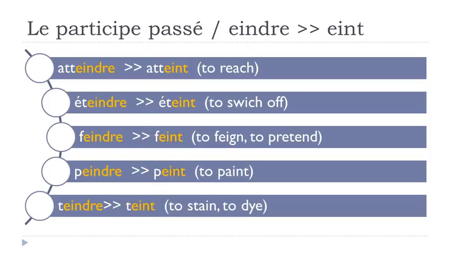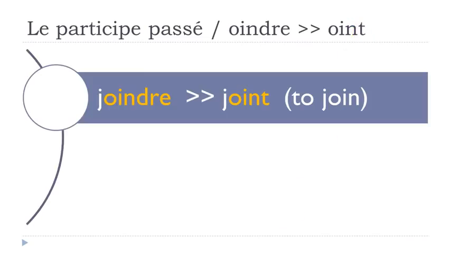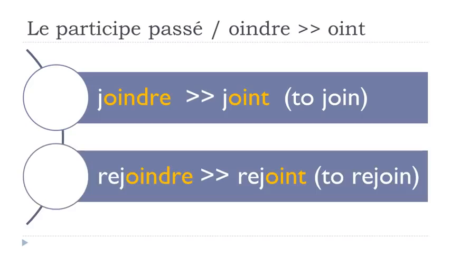Now the verbs ending with oindre, and they will become oint. Let's see. Joindre, joint. Rejoindre, rejoint. Same thing, final t not pronounced. Joint. When you get this oin combination of letters, you get the sound ouin. Joint, and then rejoint.